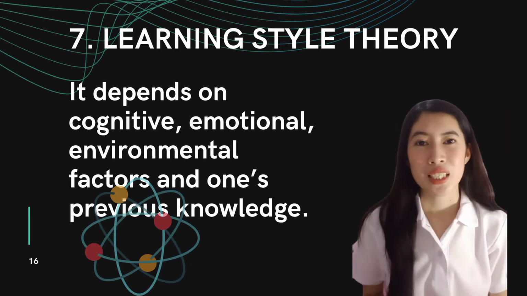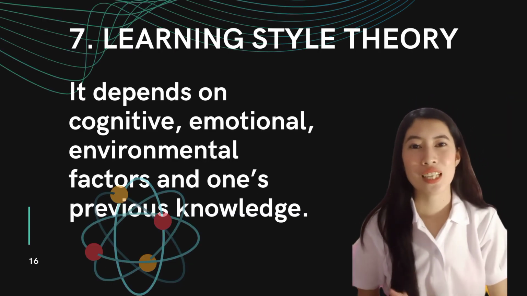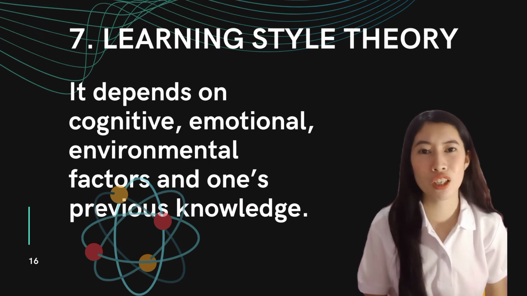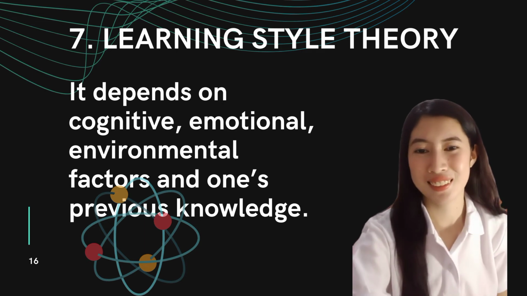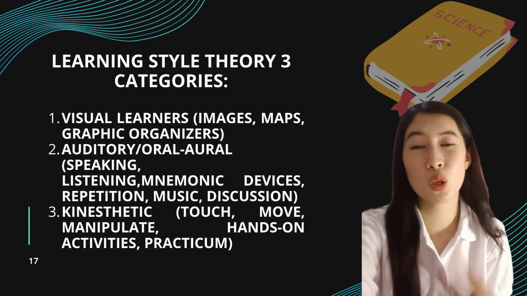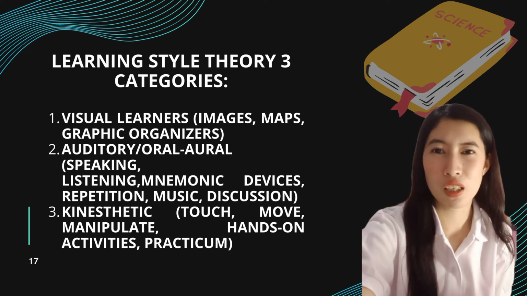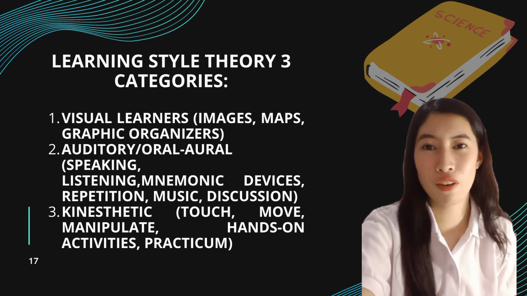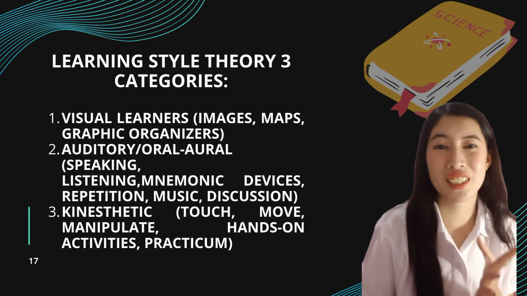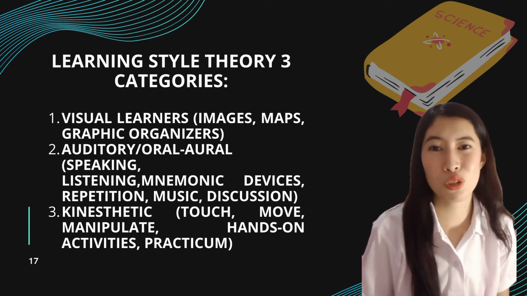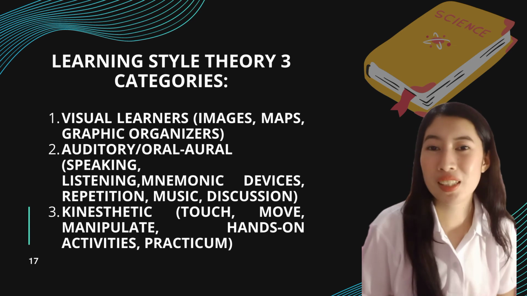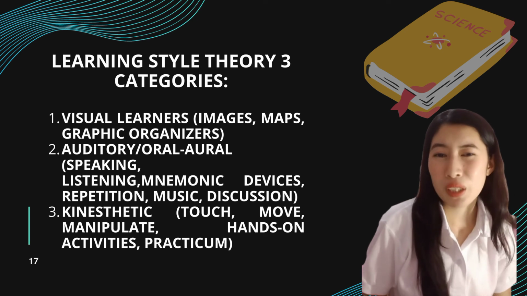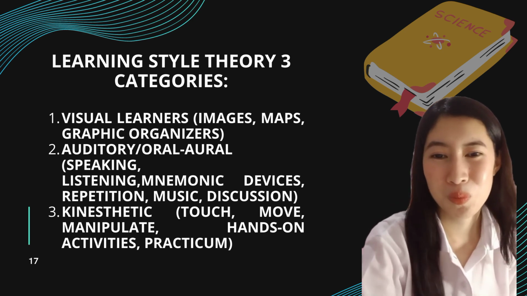Learning style theory. This is the premise of the learning style theory, that each individual has a preference in how they learn. The most accepted understanding of the learning styles fall into three categories. Number 1, visual learners. Sila yung mas gustong matuto through images, maps, graphic organizers, etc. The number 2 is auditory and oral. Sila yung mas prefer yung speaking, listening, mnemonic devices, repetition, music, and discussion. And the third one is kinesthetic. Sila naman yung mas prefer ang pag-touch, move, manipulate, hands-on activities, and practicum.